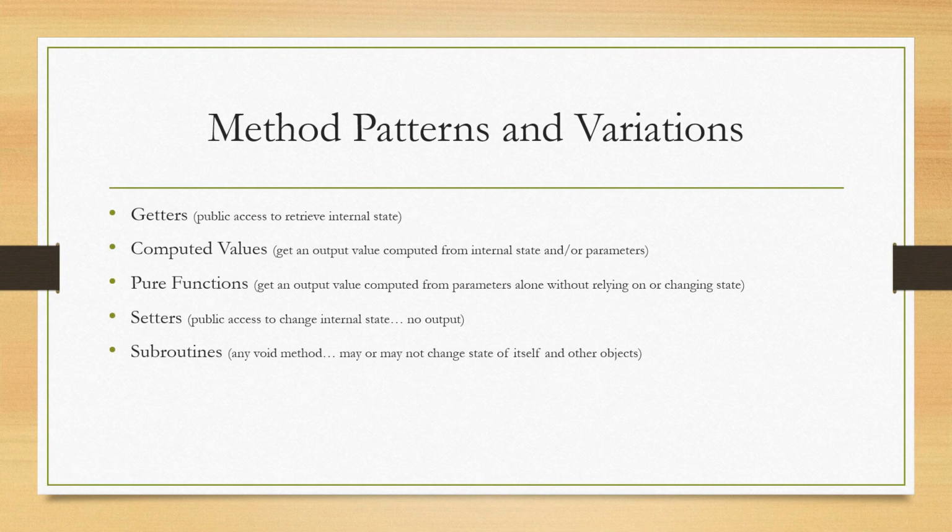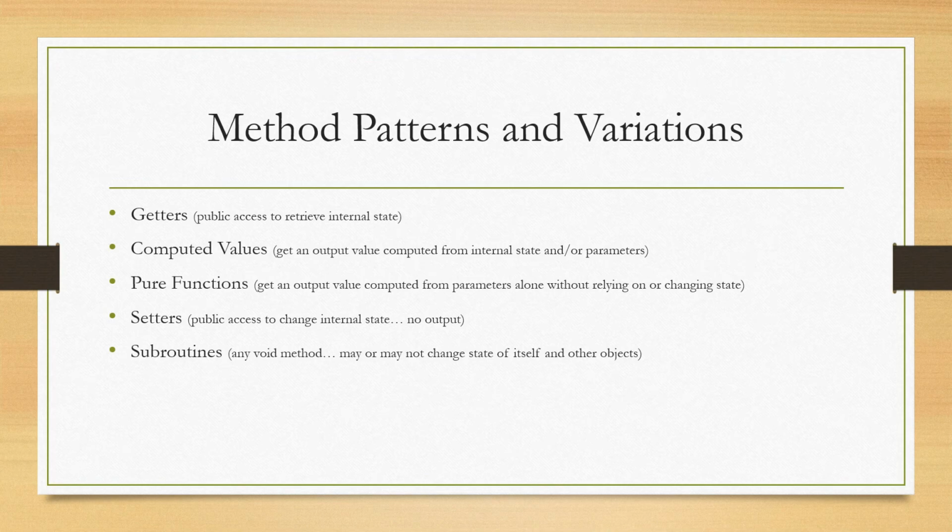And when I say no output, that equates to the return type being void. While a getter, if you were trying to get at a person's age, would return an integer, right? And it would have no parameters. So you would just say, hey, give me your age. It doesn't have any parameters, but it does return an integer.